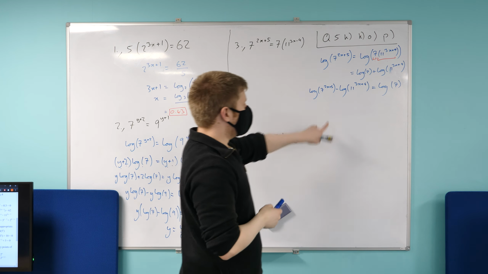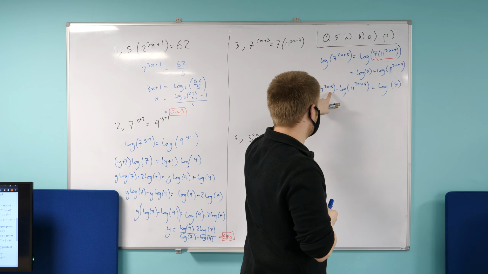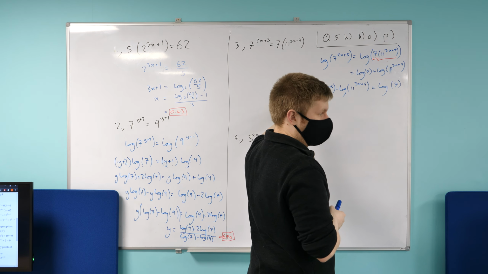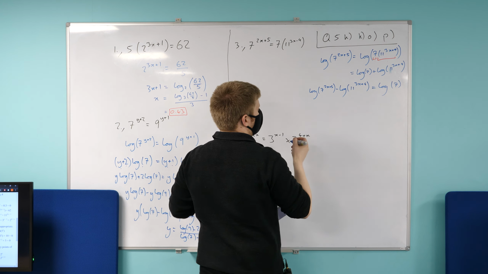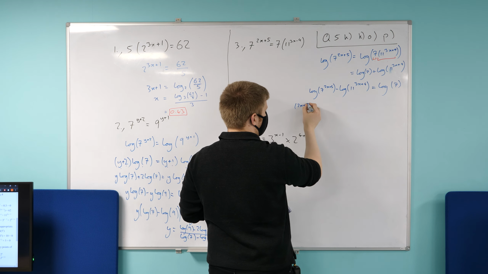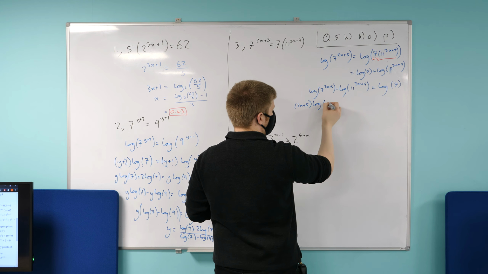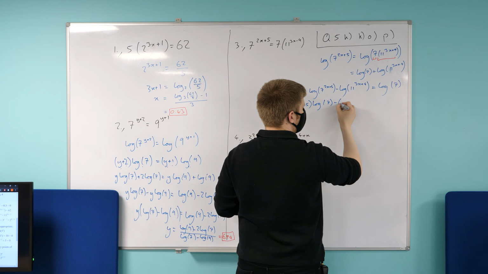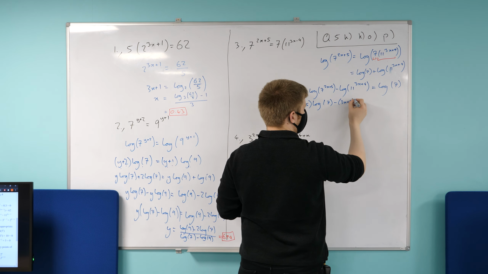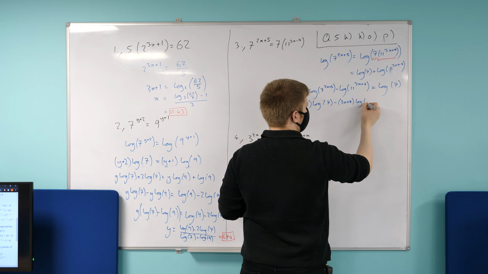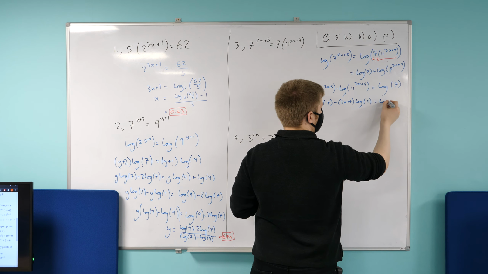Then you notice, just using your third law of logarithms, you can bring that power out the front. Yeah? So, okay, what have we got? 2x plus 5 times log of 7 minus 3x plus 4 times log of 11 equals log of 7.